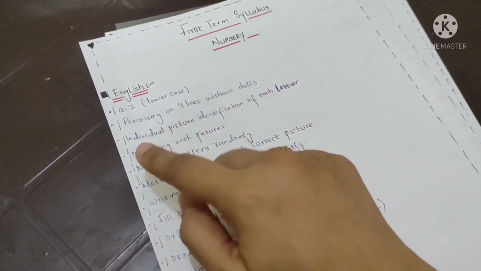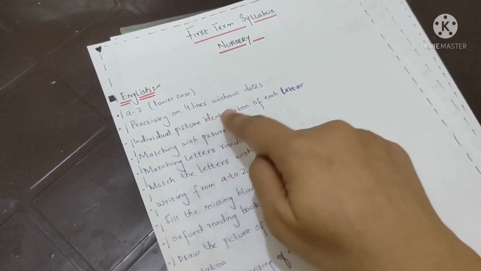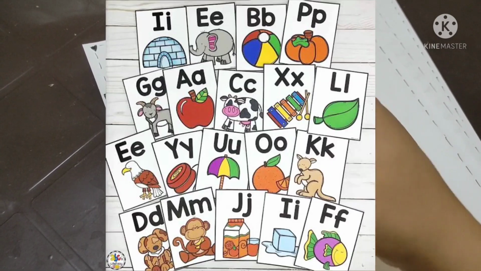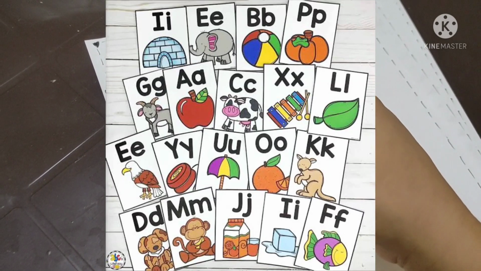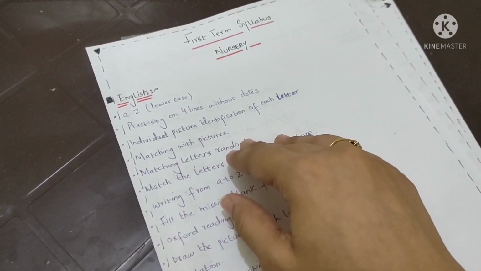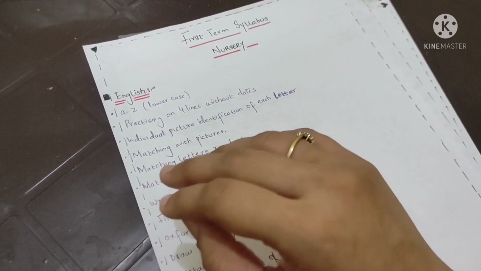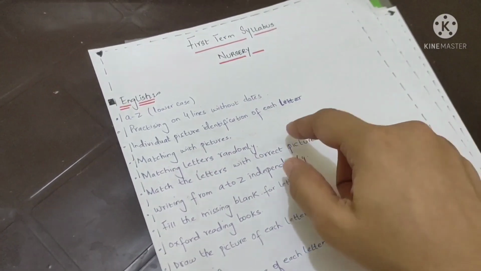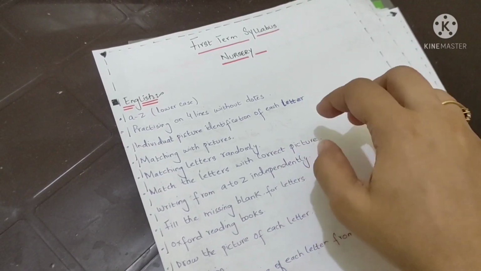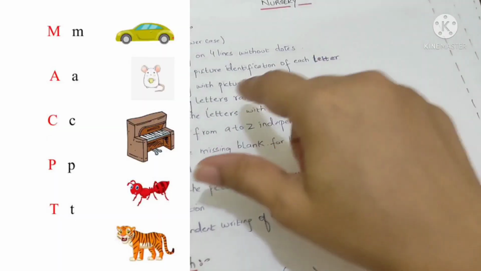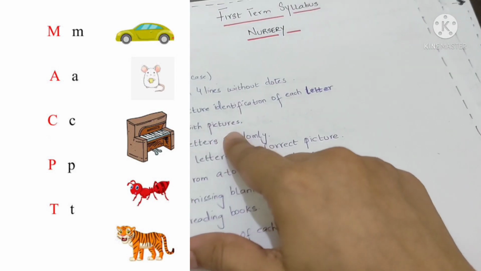Okay, and the next thing is individual picture identification of each letter. They have done that in their previous class, but now there are more pictures related to the letters, and you can easily find worksheets for it. And if you don't, you can find pictures and write the letter, or they can write the letter and paste these pictures so that they can learn individual pictures for each letter. Okay, the next thing is matching with pictures.